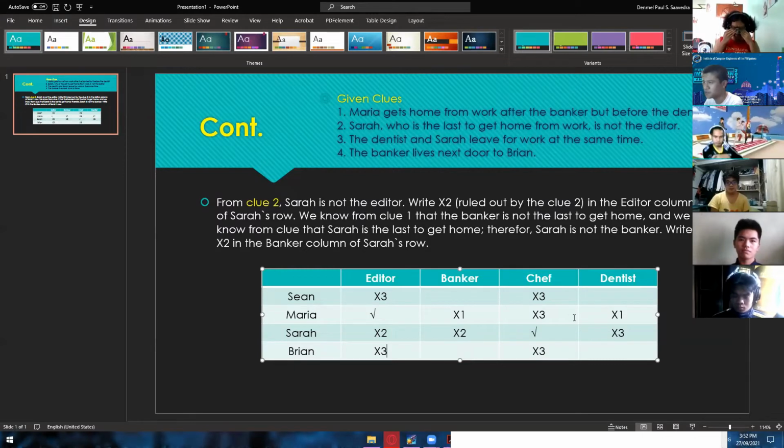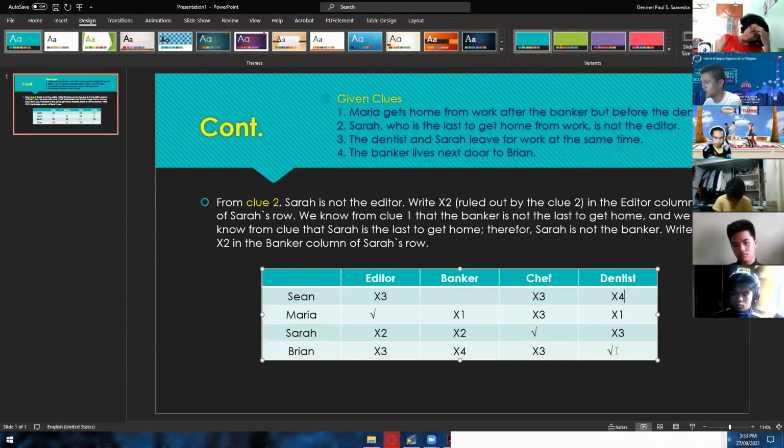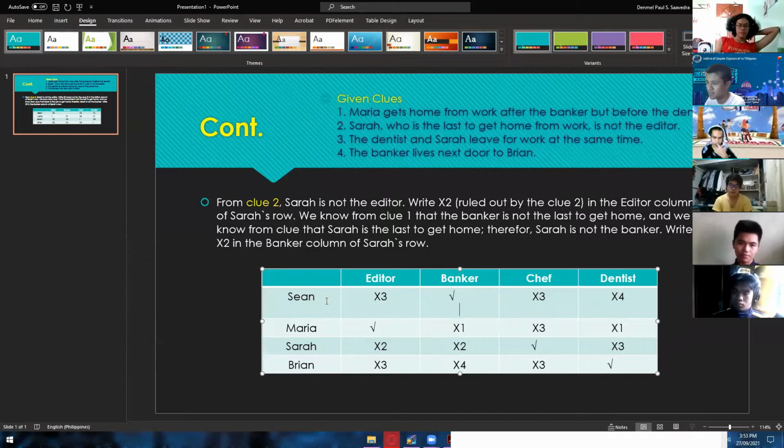So with that, we cannot do anything more from clues 1, 2, and 3. We need clue number 4 to finish everything. The banker lives next door to Brian. So we already know that Brian is not the banker. So Brian must be a dentist since Brian lives next door to the banker. So X4, and this one is a check. And from here, we have X4 since there is no way that the others, like Mr. Sian, is also a dentist. And we can conclude that Sian is a banker.